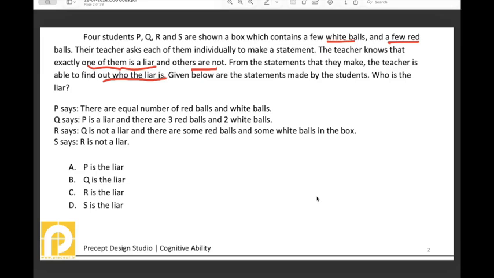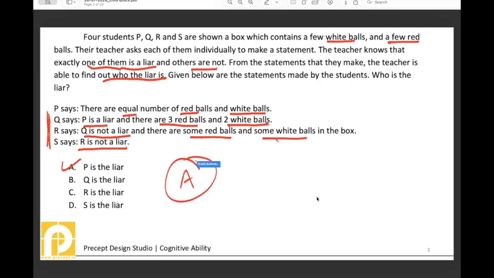P says there are equal numbers of red balls and white balls. Q says P is a liar. There are three red balls and two white balls. R says Q is not a liar and there are some red balls and some white balls. And S says R is not a liar. The statements of Q, R, and S are actually quite well connected. If Q, R, and S are true, P is definitely a liar. So the correct answer is A. P is a liar.